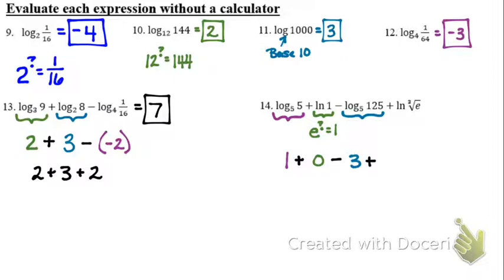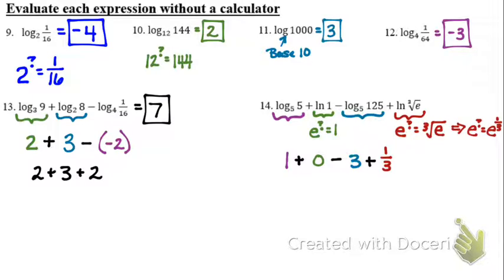Plus, and here's another kind of tricky one, I have natural log again, right? So e to what power gives me the cubed root of e? 1/3, yes. Because remember, we can rewrite roots as fractional powers, e to the 1/3. So this would be 1/3 here.